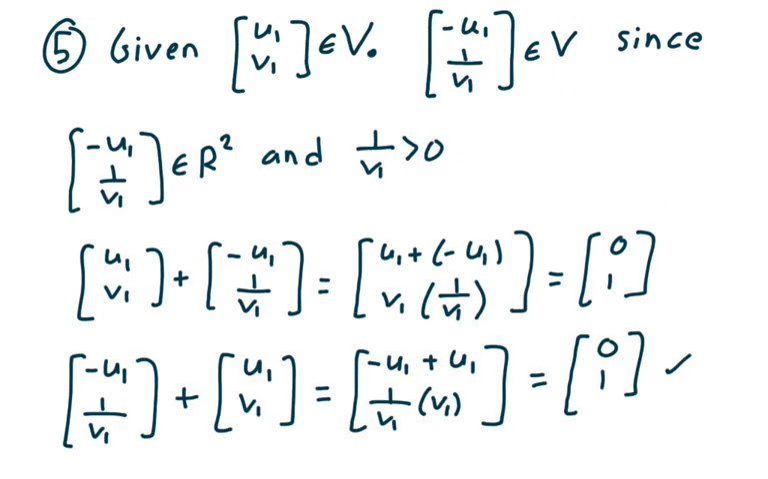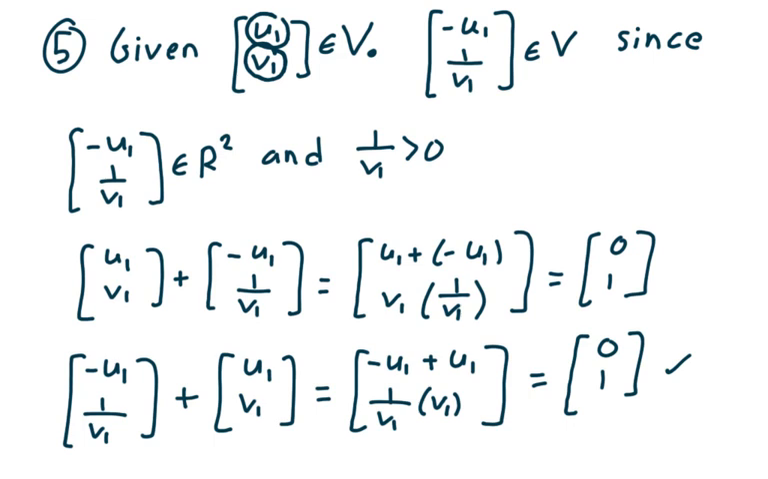Number 5. We're going to show additive inverses. But additive inverses may not look like what you think. So we're given that column vector u1, v1 belongs to V. Now, notice in the first component we're adding. In the second component we're multiplying. So I want the additive inverse of the first component. And that's why I looked at negative u1. And then I want the multiplicative inverse of the second component. And that's why I looked at 1 over v1.